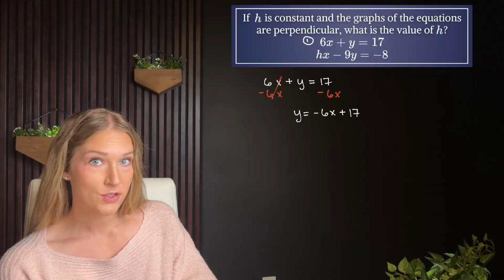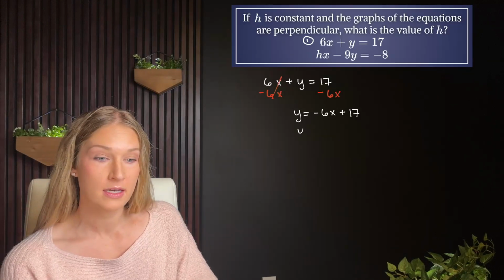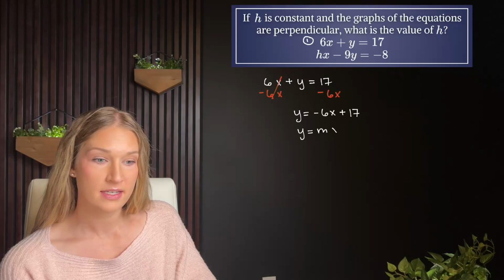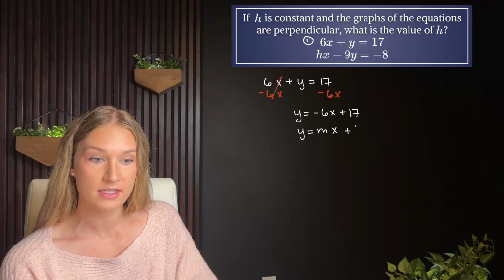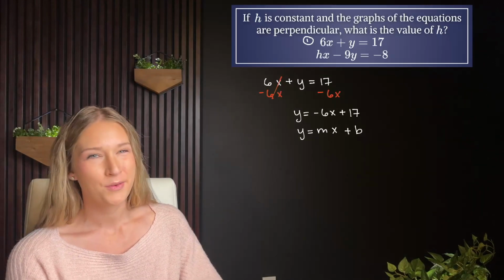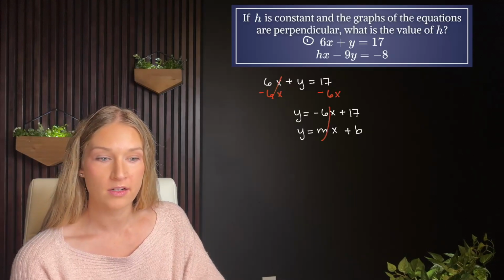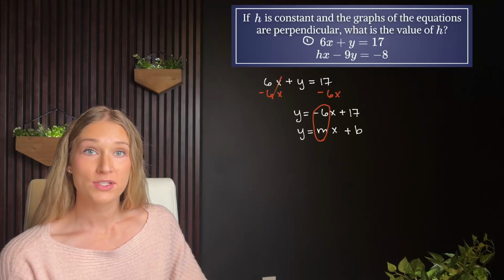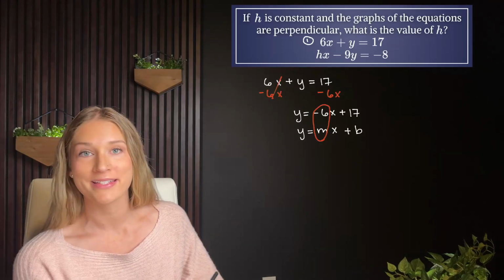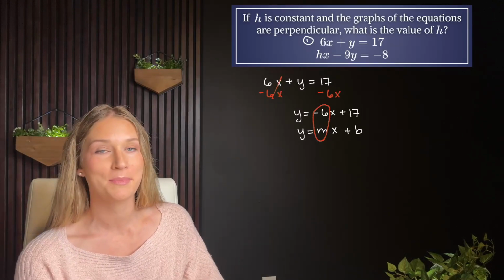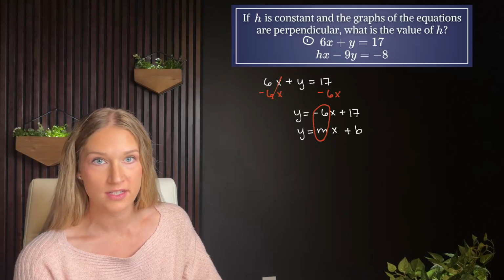When I compare this to y equals mx plus b, we can see that that negative 6 is in the m spot, and then the 17 is in the b spot. I really don't care about the 17, that y-intercept, but I do care about the slope. So the slope of my first line is negative 6. So let me go ahead and make note of that, and then clear the stuff that I have here.